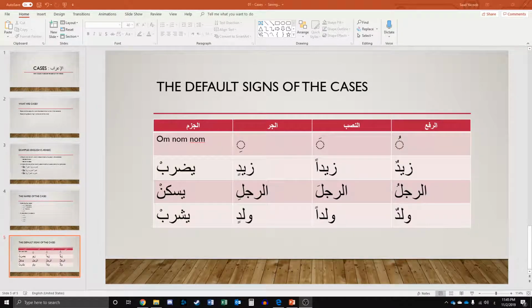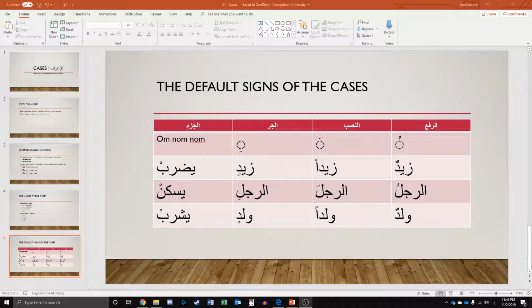Alright, so last time we discussed what the cases are and what exactly cases do. Now we're going to look at the default signs of the cases in Arabic. Like we said, Arabic has four cases: al-rafa', al-nasb, al-jar, al-jazm. A word in the rafa' case is marfu', a word in nasb is mansub, a word in jar is majroor, and a word in jazm is majzoom.